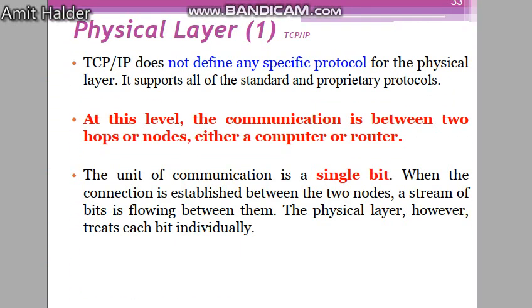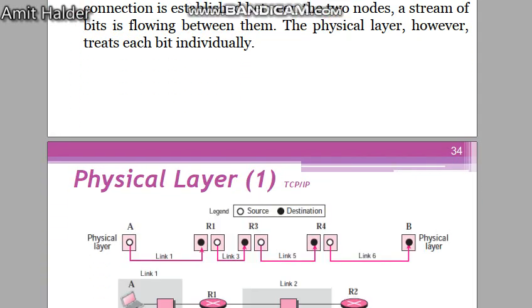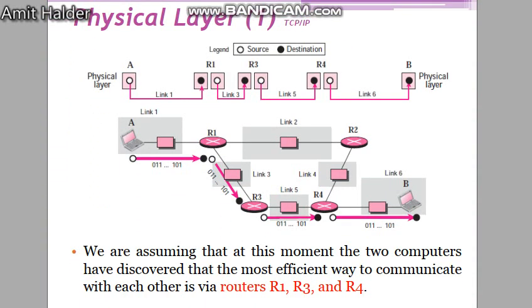First of all, the physical layer in TCP/IP does not define any specific protocol. At this level, the communication is between two hops or nodes, either a computer or a router, and they communicate with just bits, a stream of bits. As you can see, when the connection is established, the physical layer will just send the stream of bits to the router. When the network has been established through this link, from link 1 to link 6, we get to know the sequence of the destination and the source in a bit stream model.